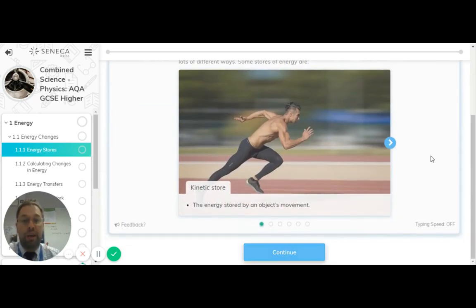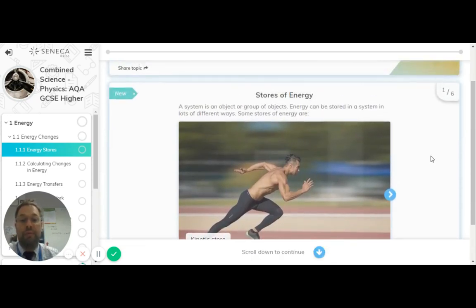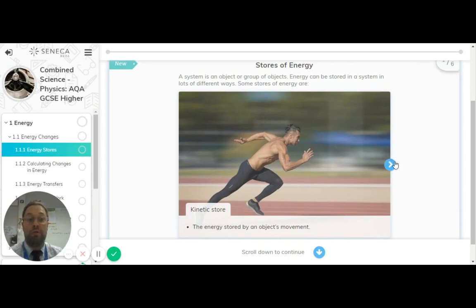So the very first thing we've got here is the fact that energy can be stored in a number of different ways, and we need to make sure we actually know the different types of energy store that we will come across as part of GCSE physics there.